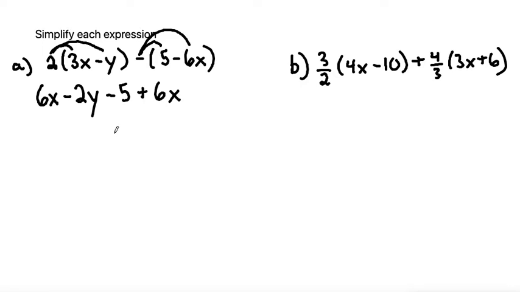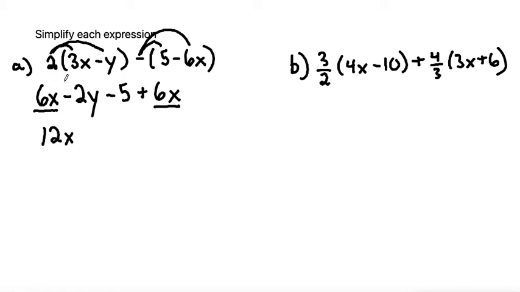From here we want to see if there's any like terms. So like terms are terms that have the same number of variables. Notice that we have a 6x here and a 6x here. Since those both just have a single x, we can combine those terms by adding the coefficients together. So 6 plus 6 is 12, and that combines to get 12x.